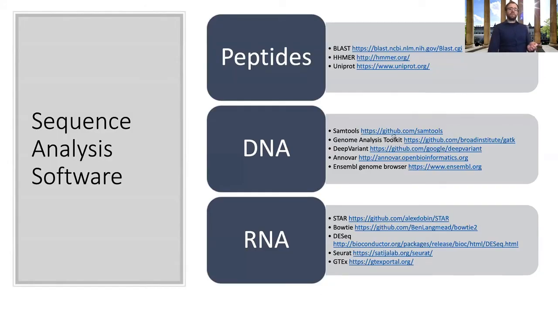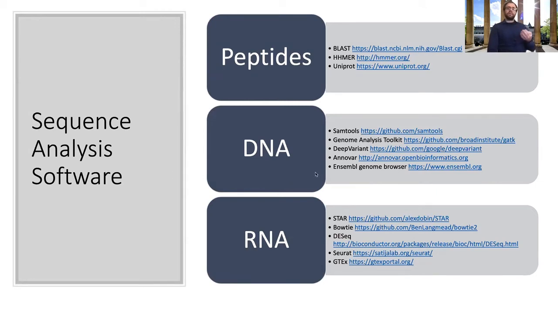Some examples of sequence analysis software, so bioinformatics software. If we're looking at peptides or proteins, then we are interested in sequence alignment, for instance, or in inferring the function of a sequence based on its similarity to others. So this is what HMMER is.